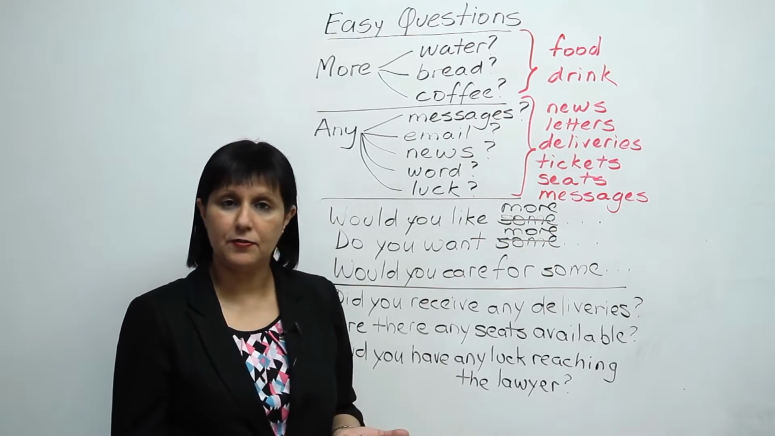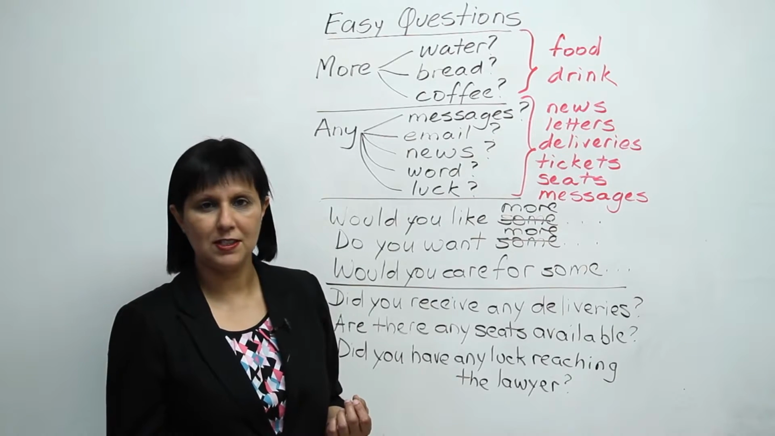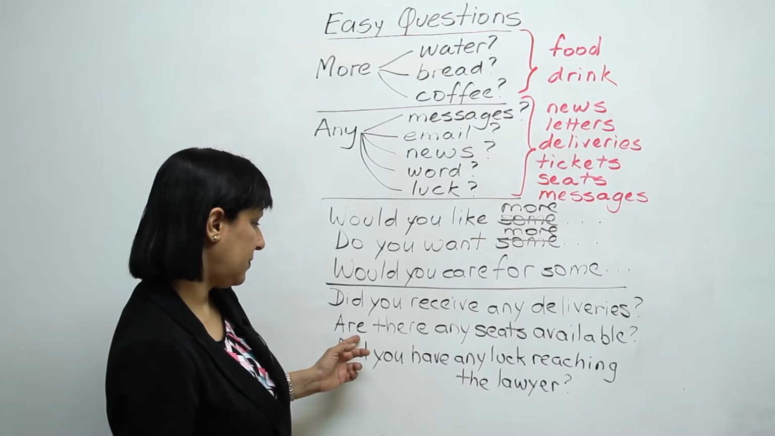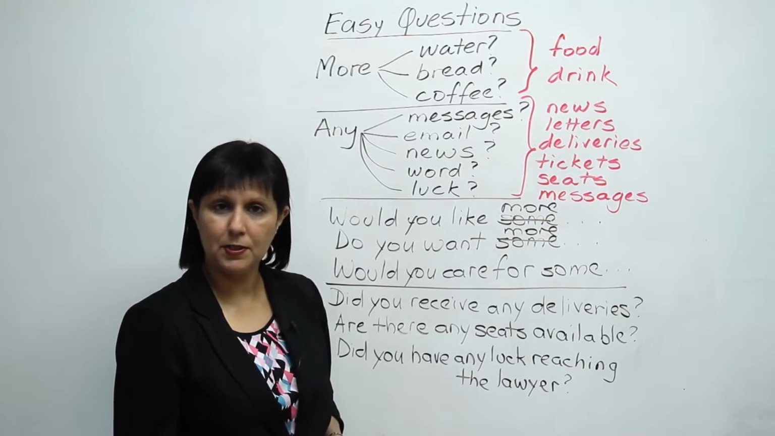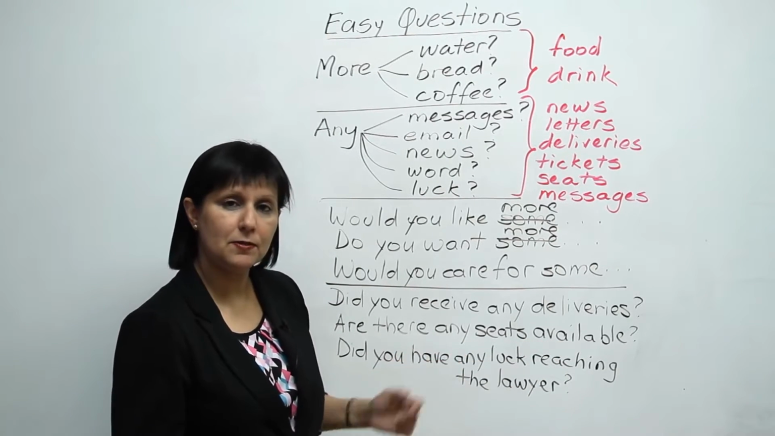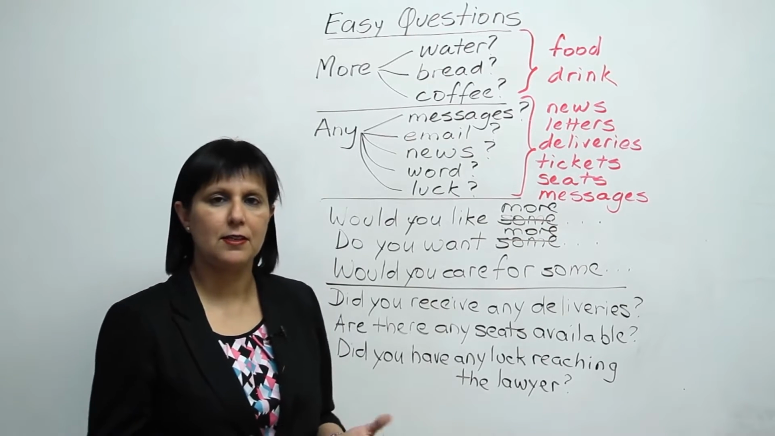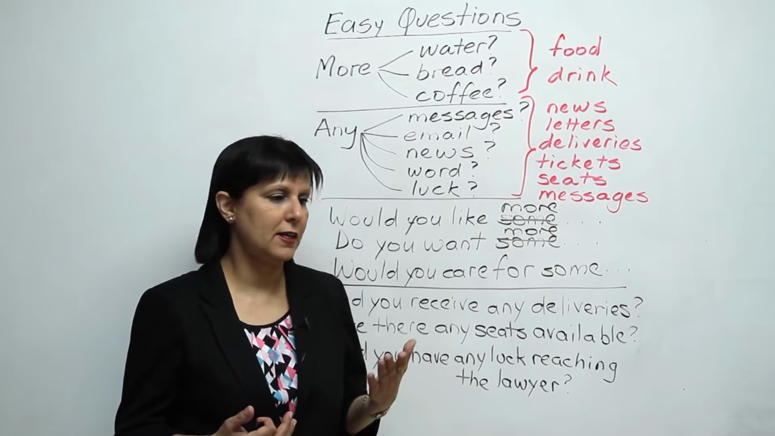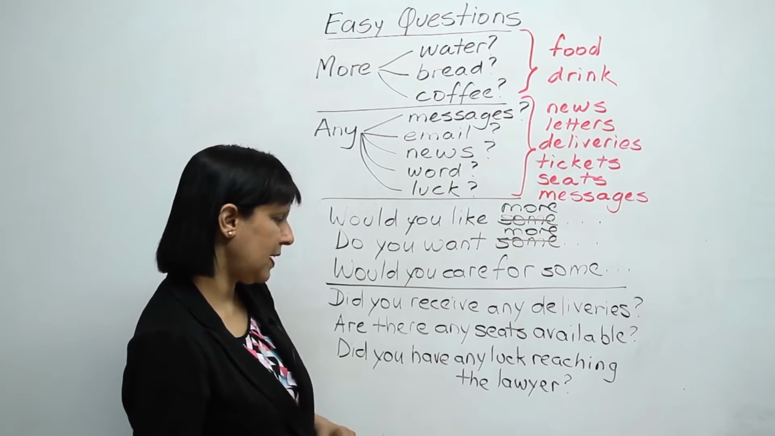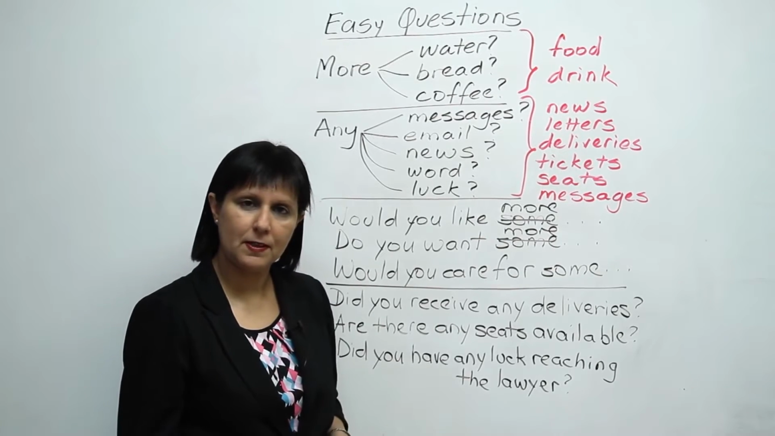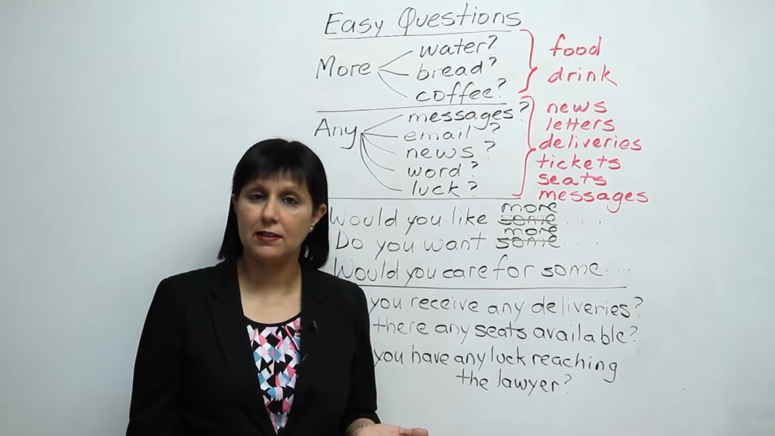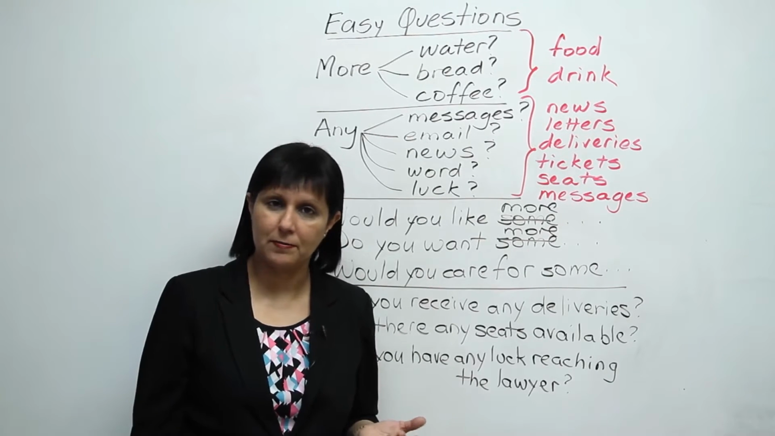Next one. In an office situation, how can you shorten these? Did you receive any deliveries? How do we shorten that question? We just say, any deliveries? Or this one, are there any seats available? Instead of saying all this, we can just say, any seats available? Or any seats? Let's say you're buying tickets for a concert, or you're buying seats on a flight. Any seats? Or did you have any luck reaching the lawyer? Instead of saying, did you have any luck reaching the lawyer? You can just say, any luck, or any luck reaching the lawyer, right?